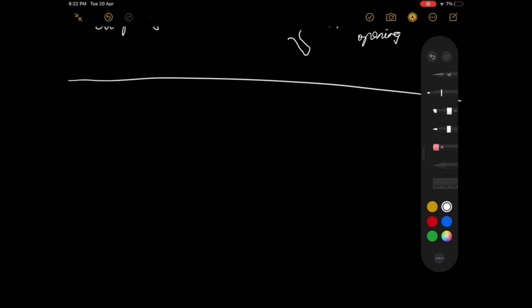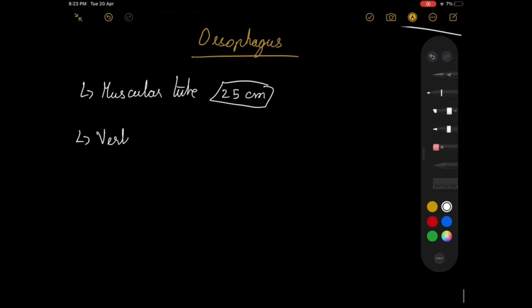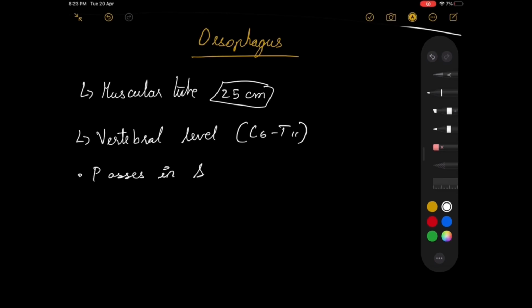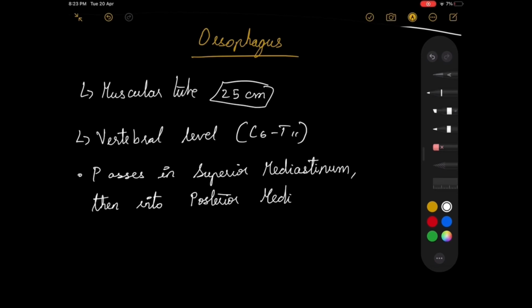And now moving on to the other tubular structure, that is the esophagus. The esophagus is a muscular tube of 25 centimeters, from vertebral level C6 to T11. It passes in the superior mediastinum, then into the posterior mediastinum, and passes through the esophageal opening in the diaphragm.